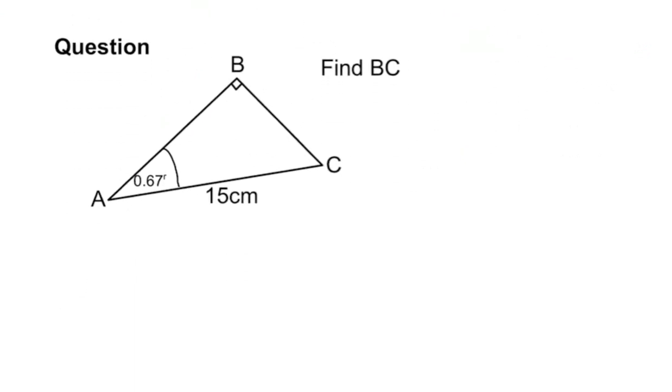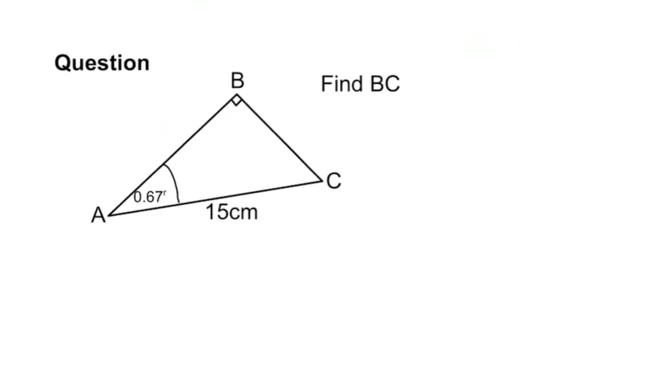As we've said, anything that we could do in degrees, we can do in radians. So here's a question, right angle triangle ABC. You can see that the hypotenuse is 15 and you're given an angle of 0.67 radians. You can see the little superscript r, and we want to find BC. So we're trying to find this one, which of course is our opposite.